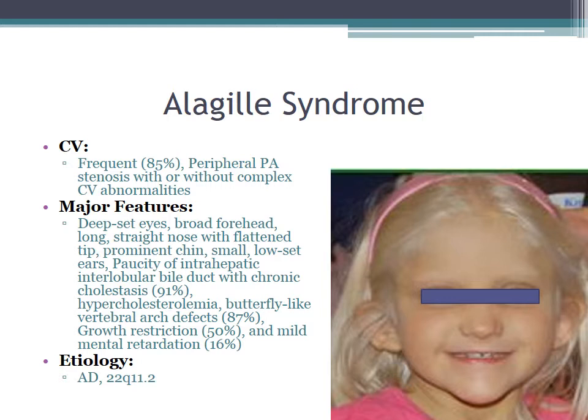You can have hypocholesterolemia, butterfly-like vertebral arch defects seen in about 87% of patients, growth restriction, mental retardation, and the etiology, it should be known that it's autosomal dominant and in 22q11.